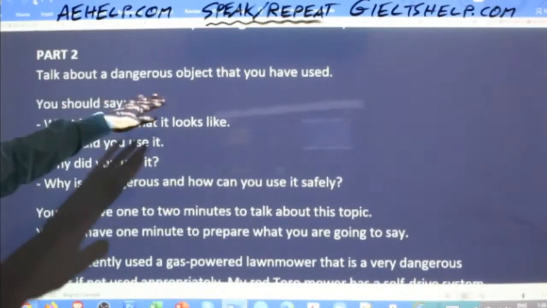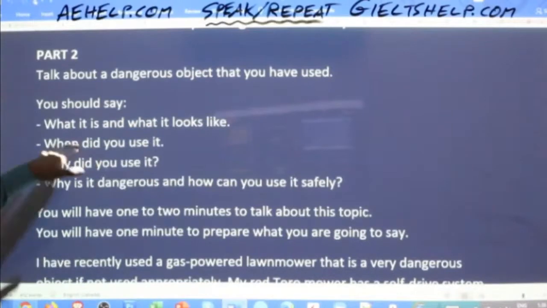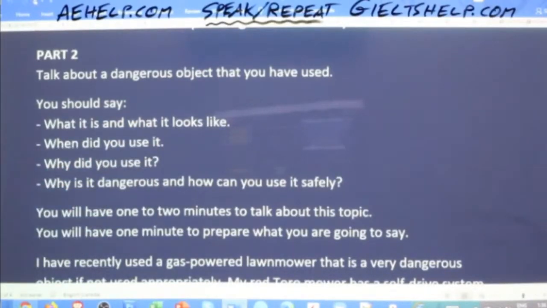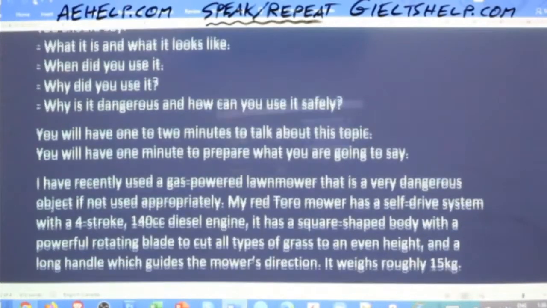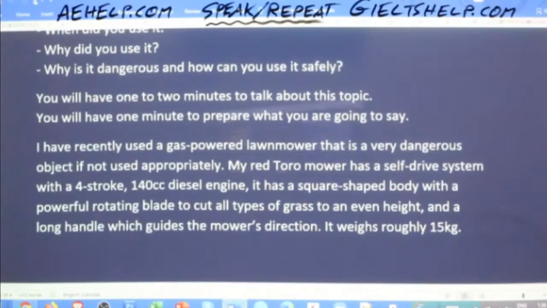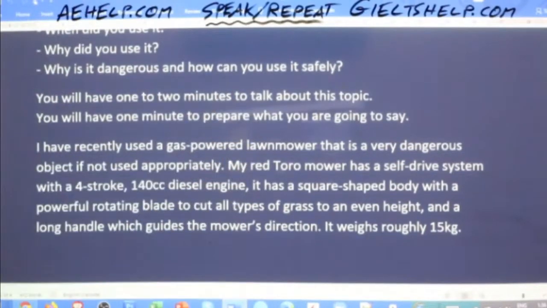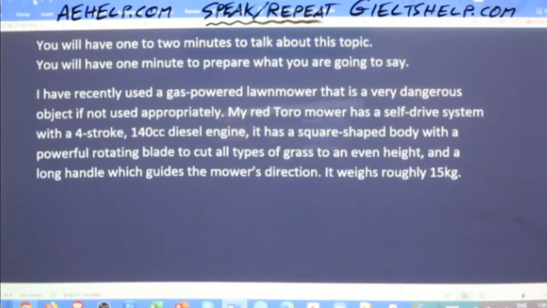Talk about a dangerous object that you have used. You should say what it is and what it looks like. When did you use it? Why did you use it? Why is it dangerous? And how can you use it safely? Okay. So this was our answer. Let's get into it.